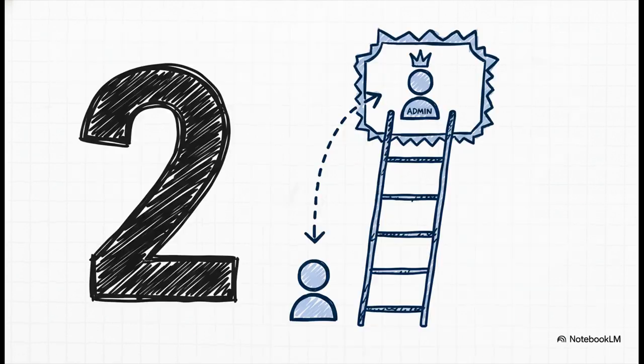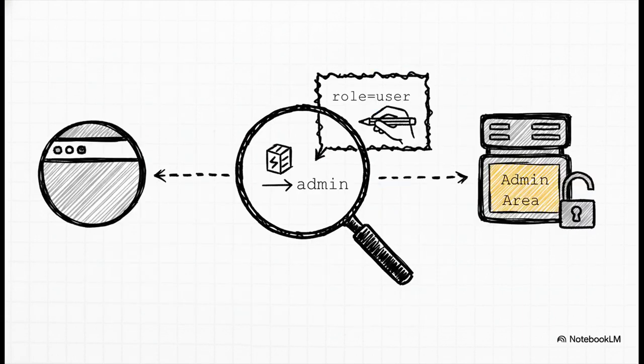It's that easy. Next, we've got privilege escalation. And this is exactly what it sounds like. A regular user finding a way to give themselves a promotion they didn't earn. It's like someone from the mailroom suddenly getting the keys to the CEO's office. So how's that even possible? Well, sometimes a website will send hidden information back and forth to your browser, like a little tag that says role equals user. A clever attacker can intercept that message and just change it to role equals admin. If the server blindly trusts that information, well, the attacker suddenly has the keys to the kingdom.